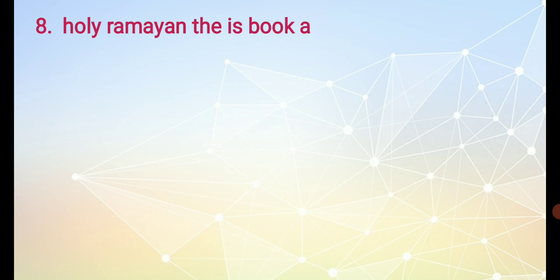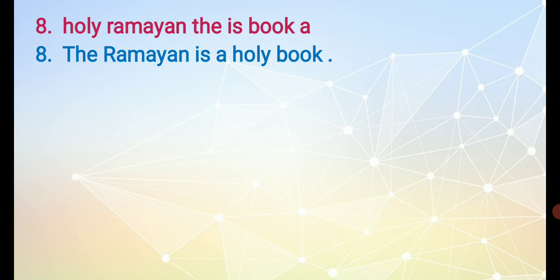Then there is no action word in the sentence, so here we use the helping verb given. Which helping verb is given here? Is. So, "The Ramayan is." Now which is the rest of the sentence? Holy book. Book holy or holy book? Yes, of course, holy book. So what will be the answer? "The Ramayan is a holy book" is the answer of the sentence.